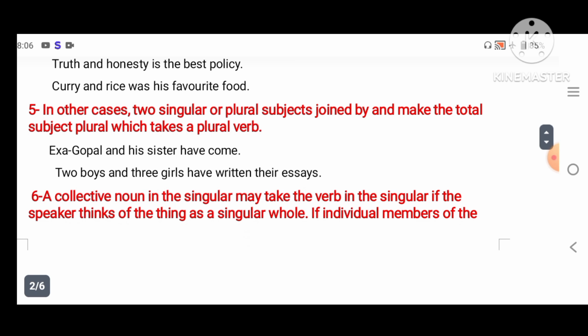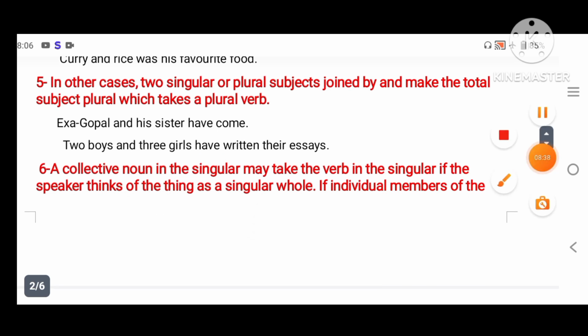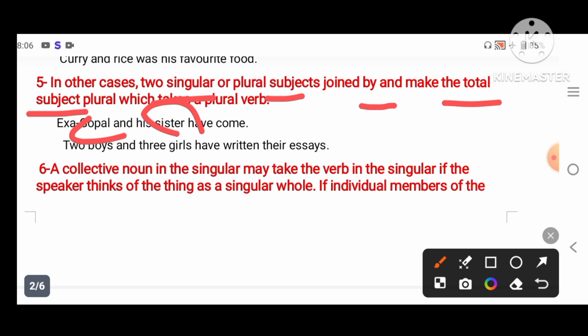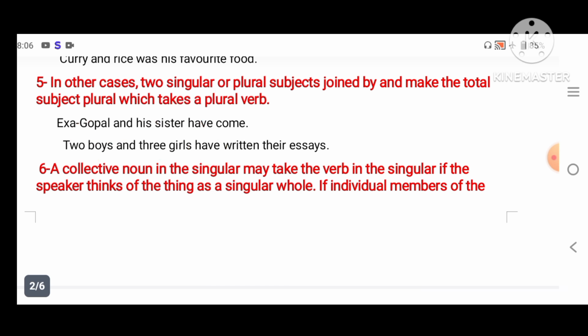In other cases, two singular or plural subjects joined by "and" make the total subject plural, which takes the plural verb. Look at this: when two singular or plural subjects are joined by "and" to make the number plural. Gopal and his sister are two different persons and they represent a plural number, so in that case we will use a plural verb. The two boys and three girls have, this is a plural verb. Okay, in this case we will use a plural verb.